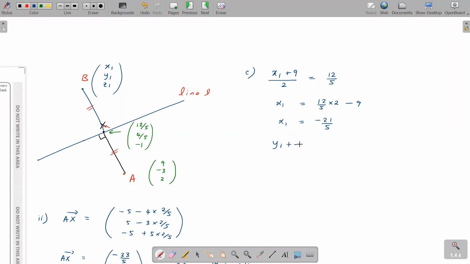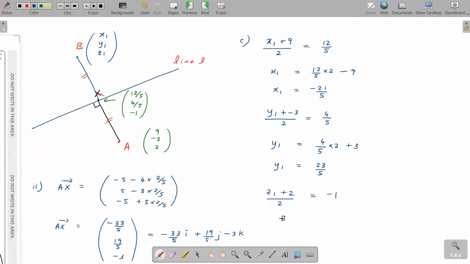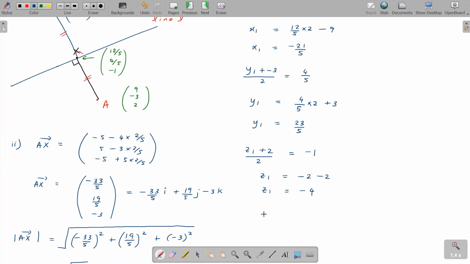Get the y coordinate. y1, you add with minus 3 and divide by 2 and you get the middle y value. How much is y1? 4/5, you multiply by 2 and minus 3 goes as plus 3. How much is it? 23/5. The last one, z1 plus 2 divided by 2 equals minus 1. What do you get? Minus 1 times 2 is minus 2, plus 2 goes as minus 2... z1 is minus 4.